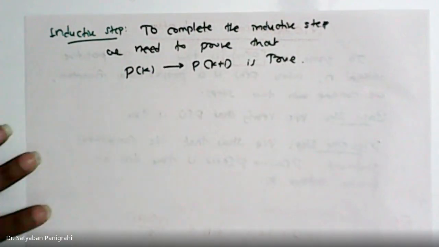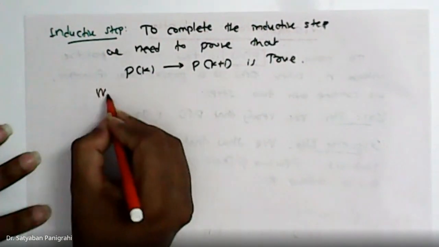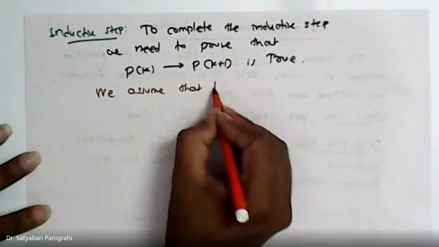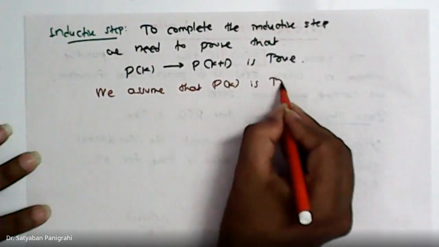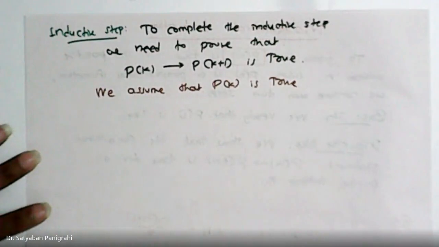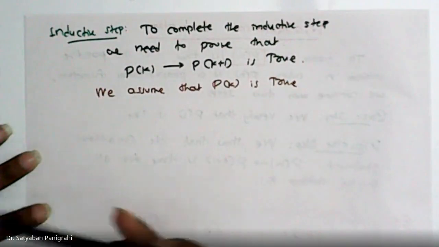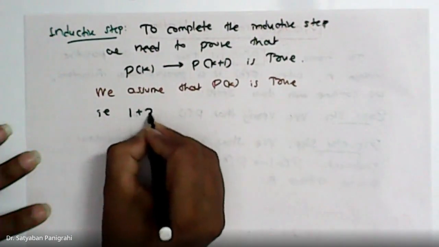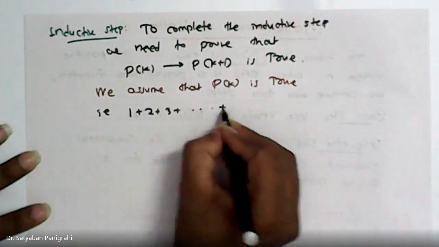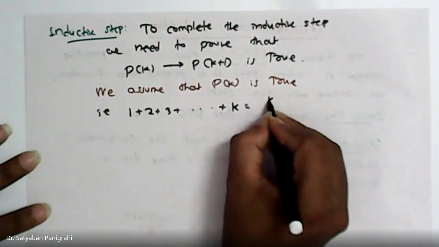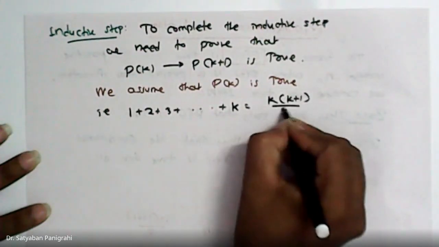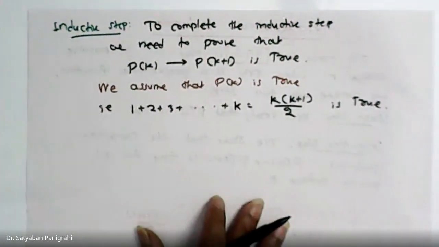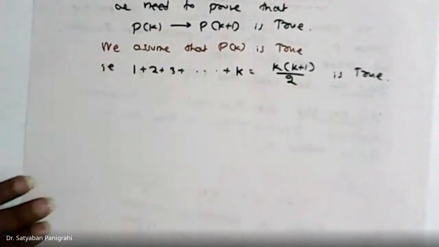Now for that one, what we take? We assume first that Pk is true. Now after assumption, what can you say? As Pk is true, that is 1 plus 2 plus 3 plus up to k equal to k into k plus 1 divided by 2 is true. This is our assumption. Now we need to show for Pk plus 1.